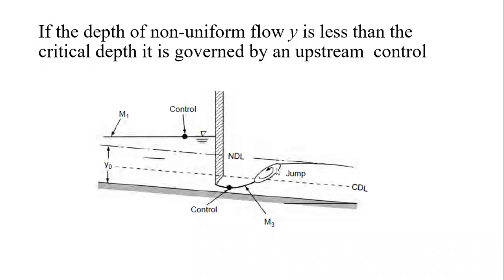But after here we are finding that there is the existence of the hydraulic jump. That hydraulic jump we are going to discuss in the next part. So this is about the conditions regarding the control point and control sections.